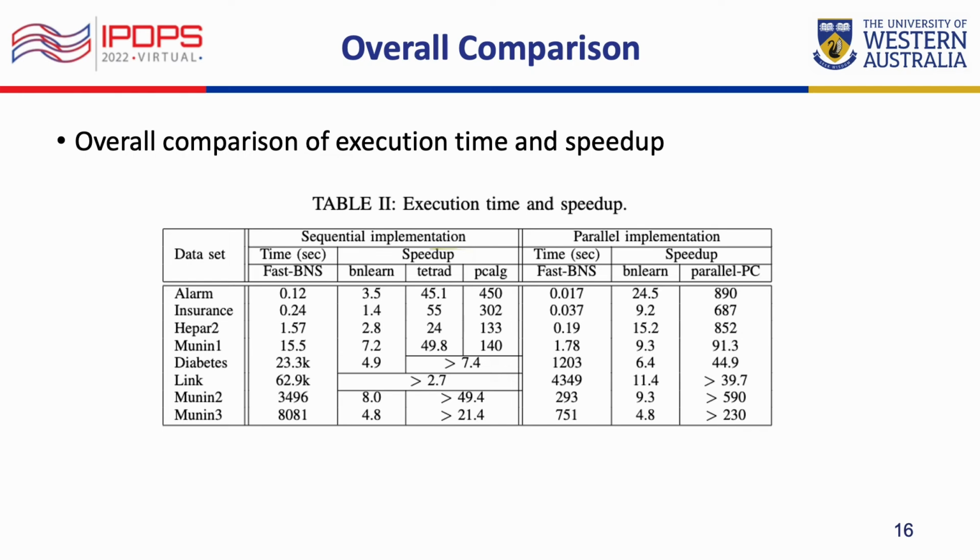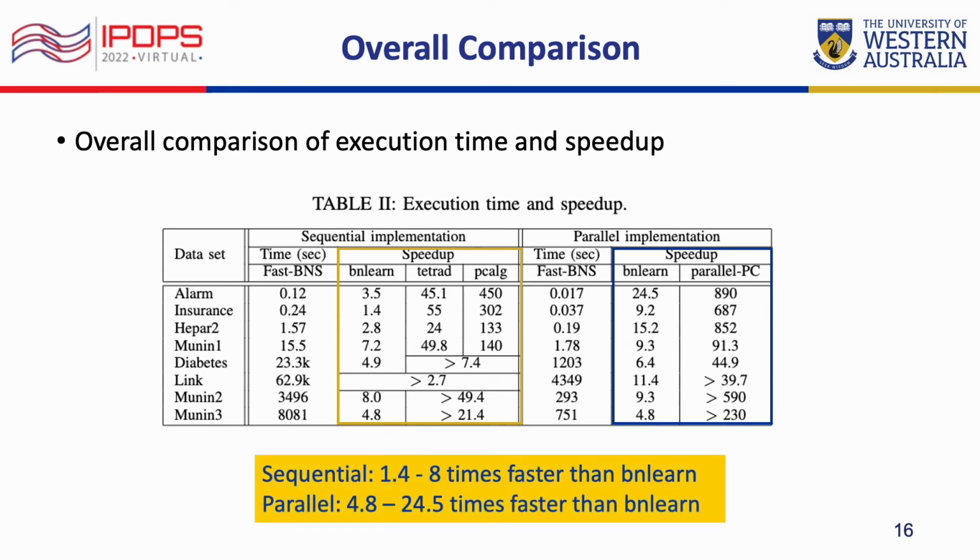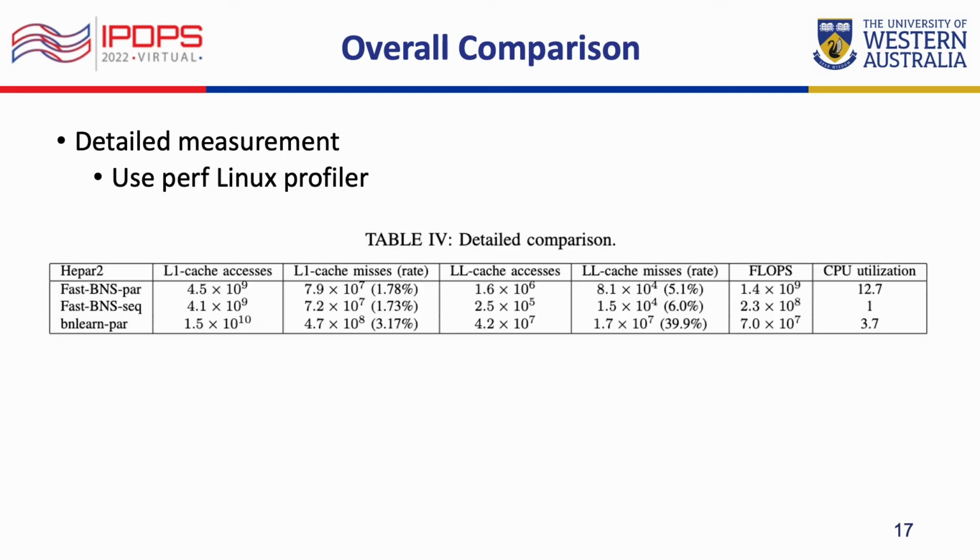We compared the sequential version of FastBNS with the sequential baselines and parallel versions with parallel baselines. Our sequential version is much faster than Tetrad and the PCLG, and can be up to 8 times faster than the sequential version of BNLearn. And our parallel version is much faster than parallel PC and can run up to 25 times faster than the parallel version of BNLearn. To further investigate the reason, we use the Perf Linux profiler to obtain the detailed measurement.